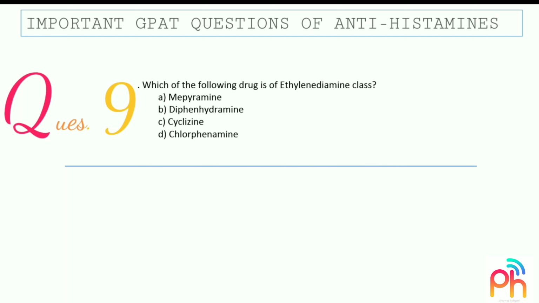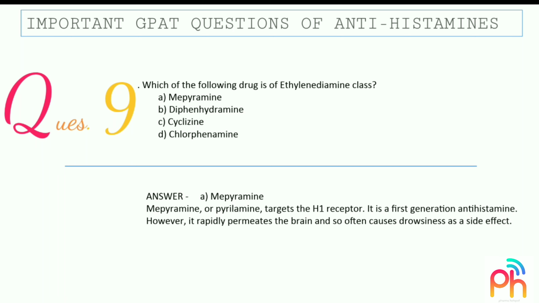So the correct answer is A, which is mepyramine. Mepyramine, or commonly pyrilamine, targets the H1 receptor. It is a first generation antihistamine. However, it rapidly permeates the brain and so often causes drowsiness as a side effect. So here is the structure of mepyramine.